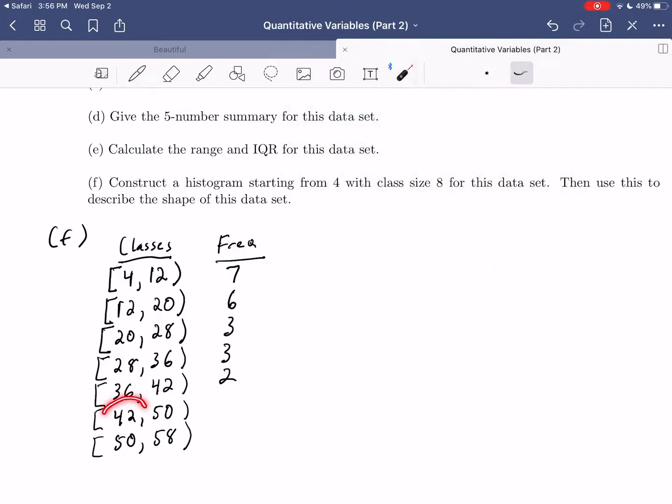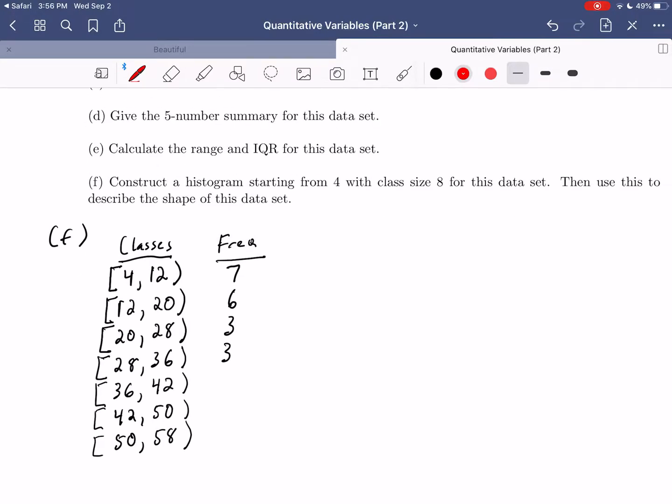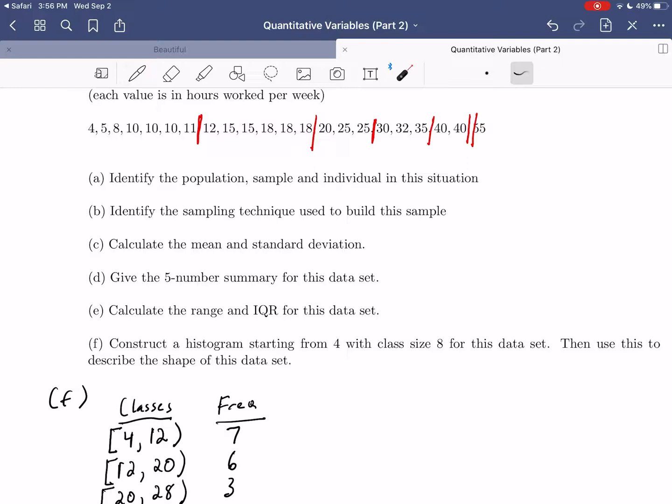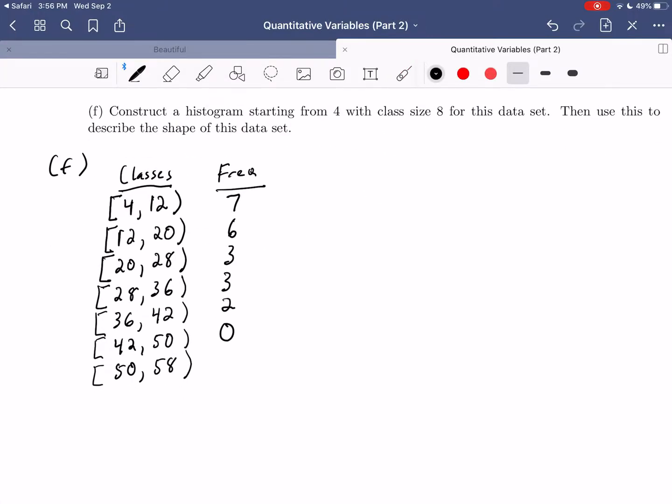For 42 to 50, well, that still doesn't include this one, so if you want, you could imagine that there's sort of another line in there. Let's go ahead and make that just a little bit clearer. So there's a line and then another line. There we go. So remember, this guy was 2. That means the frequency here was 0. There were no data points between 42 and 50. And for 50 to 58, only that one data point, 55. So we'd have a frequency of 1.